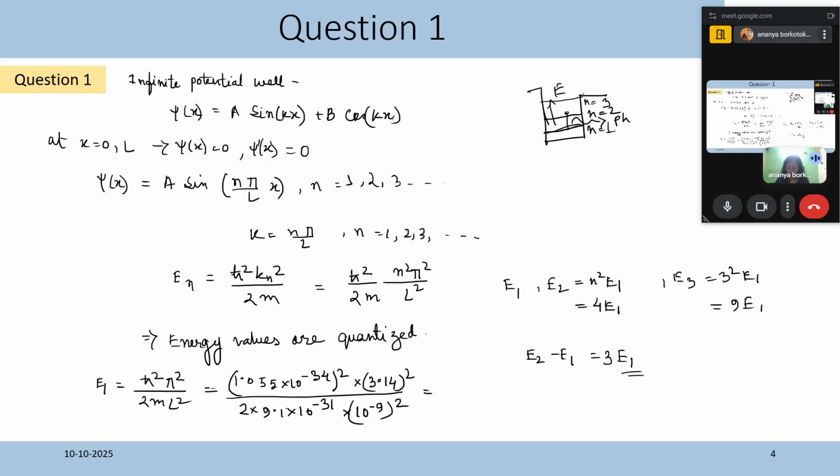1.055 into 10 to the power minus 34 into 3.14, and this is whole square, divided by 2 into 9.1 into 10 to the power minus 31. If you are watching on YouTube, then please also calculate along with me.